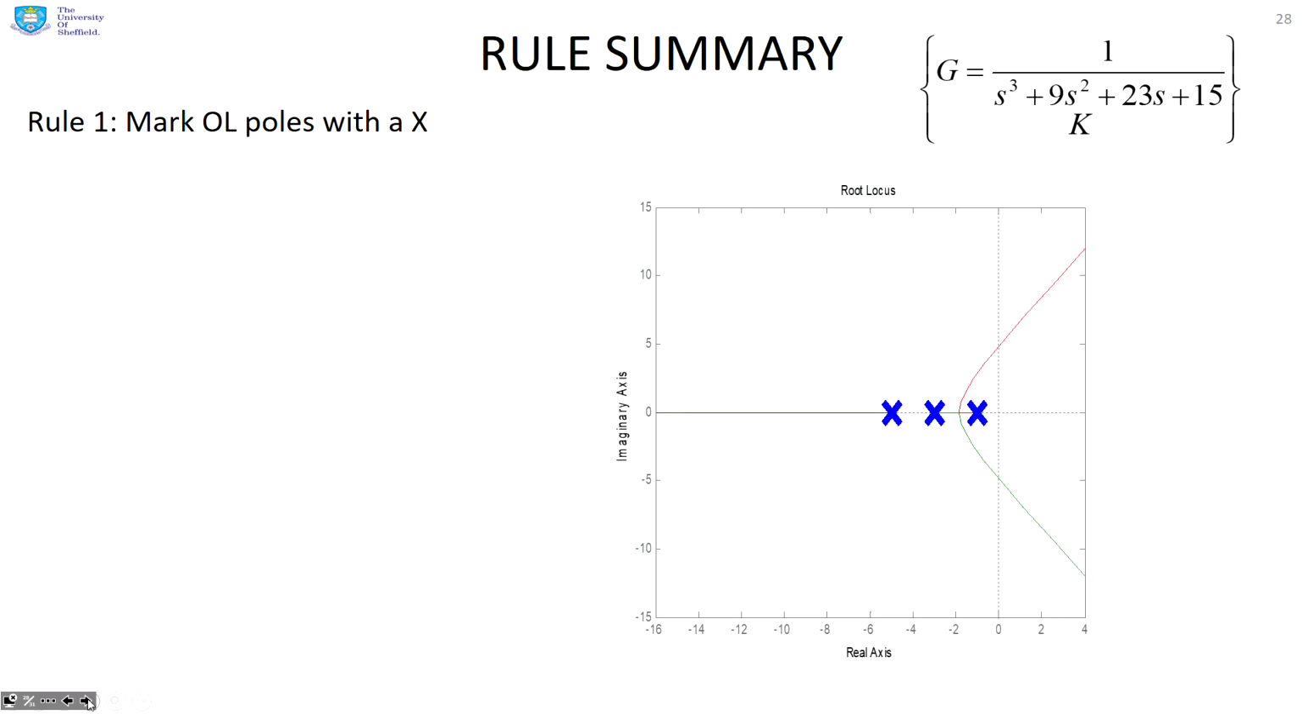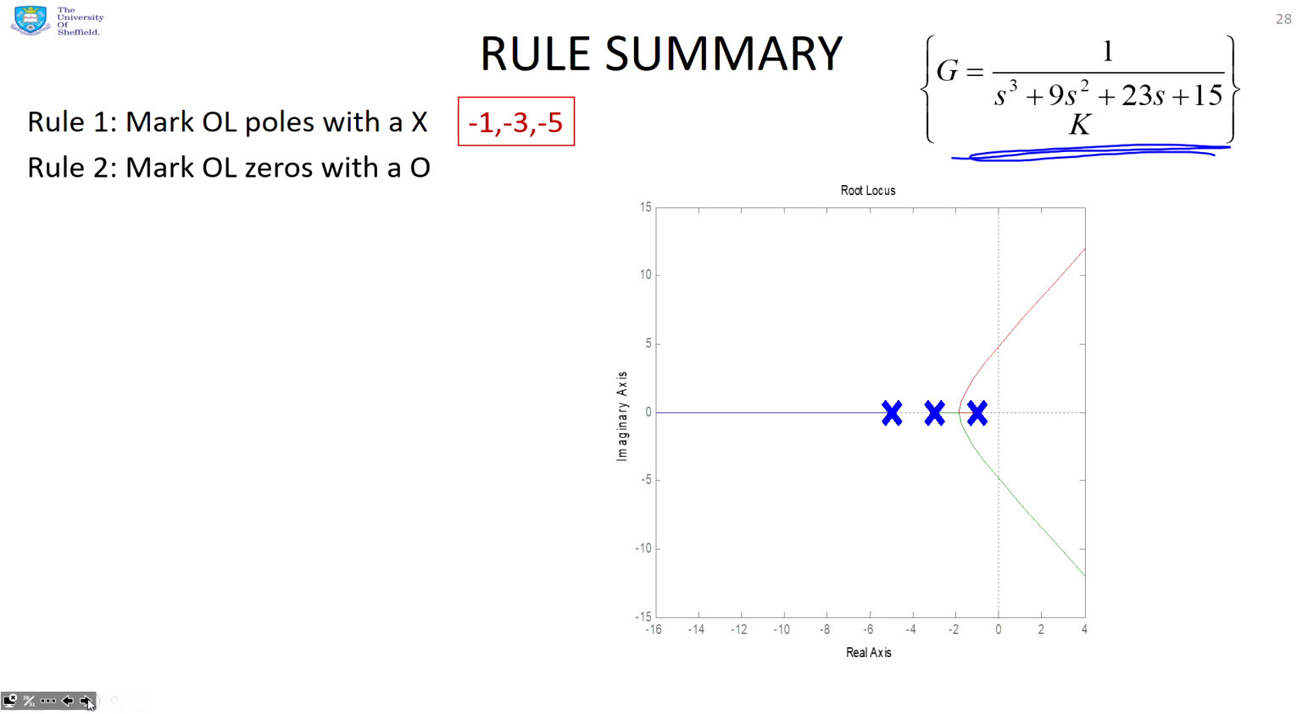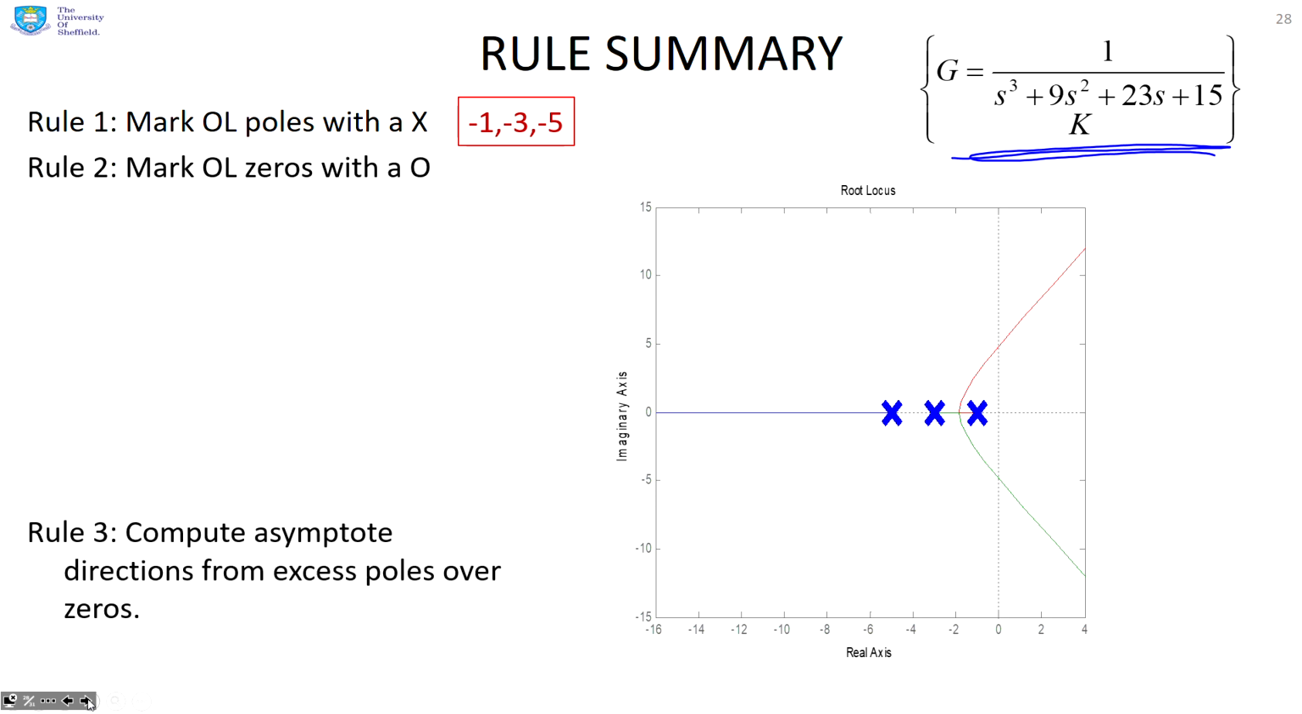Example 2, slightly more complicated. You'll see it's a cubic up here in the top right. So first, where are the open loop poles? Well, they happen to be, you can see, at -1, -3 and -5. So I've marked those for you. Mark the open loop zeros with a 0. There's no zeros, rule 2 done.